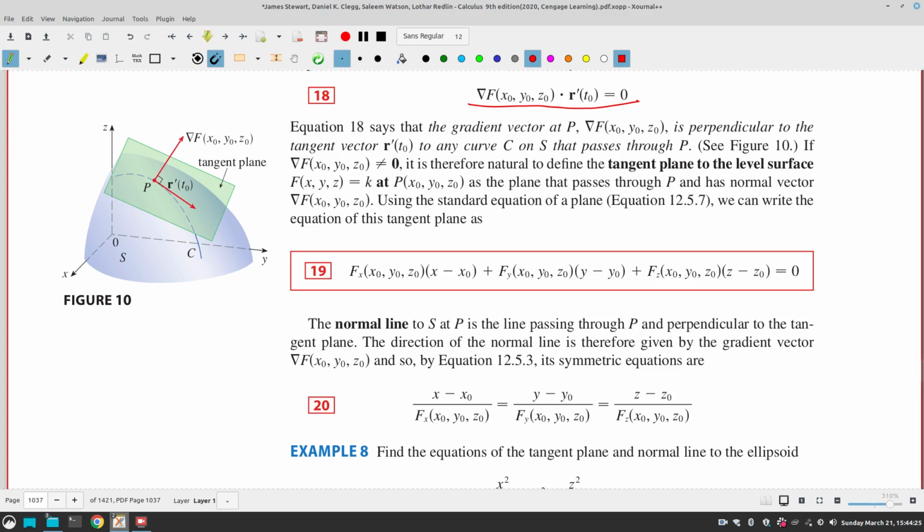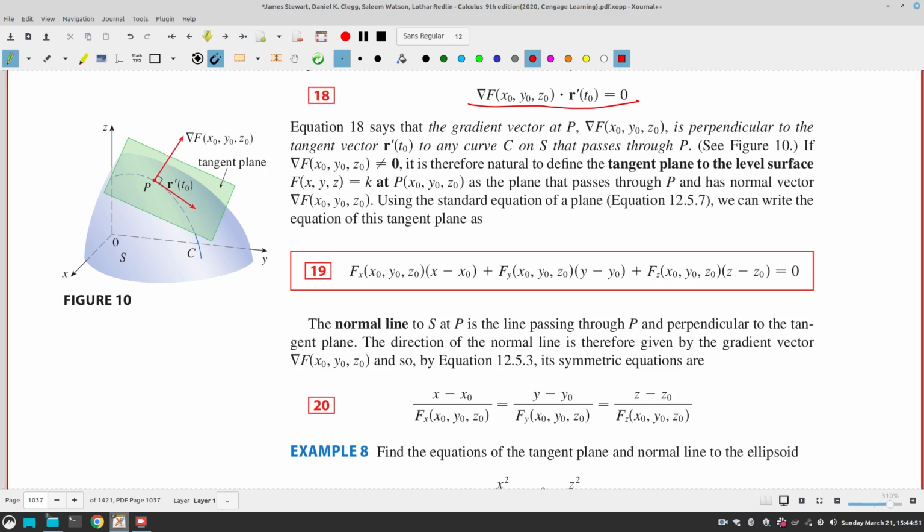So this is a tangent vector, this is a gradient vector. But the gradient vector at a particular point is constant, right? Well, delta f at x naught, y naught, z naught is always in the same direction. So the gradient vector is actually perpendicular to the tangent vector to any curve that passes through P.